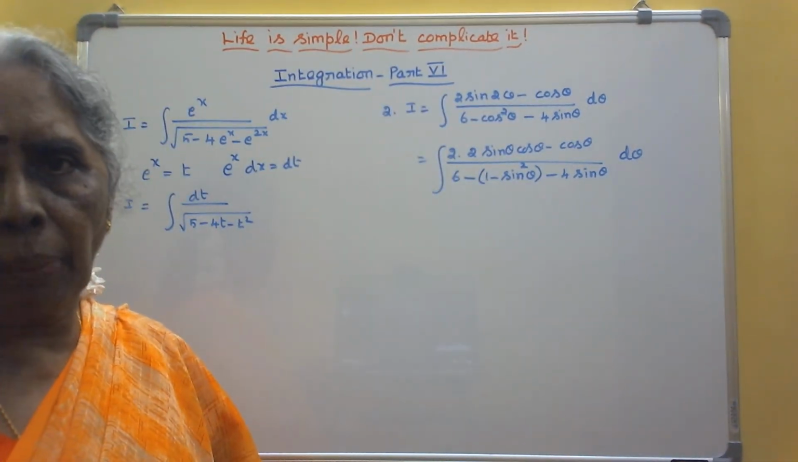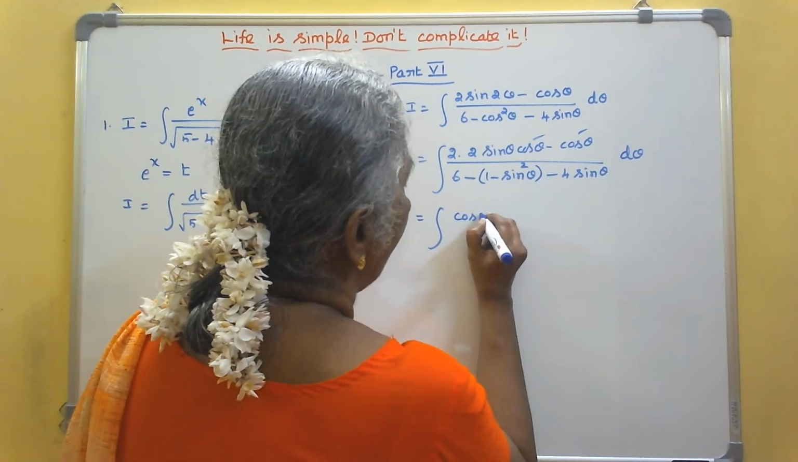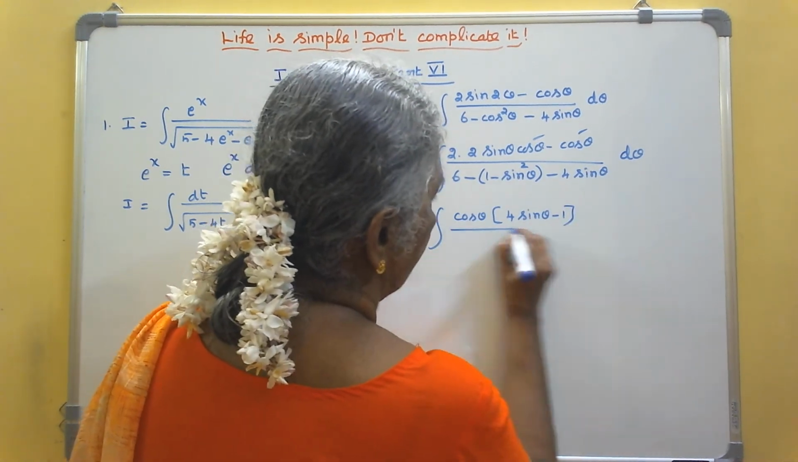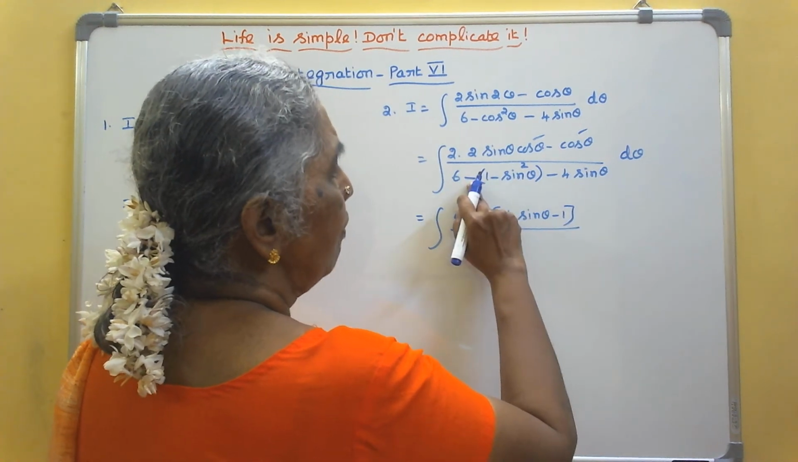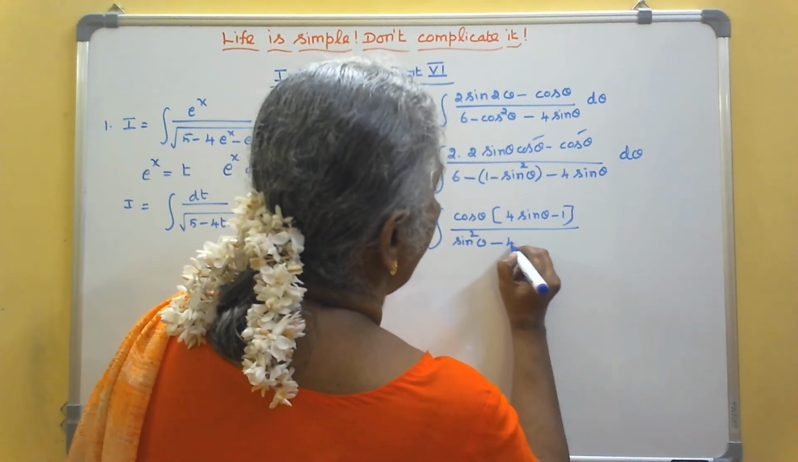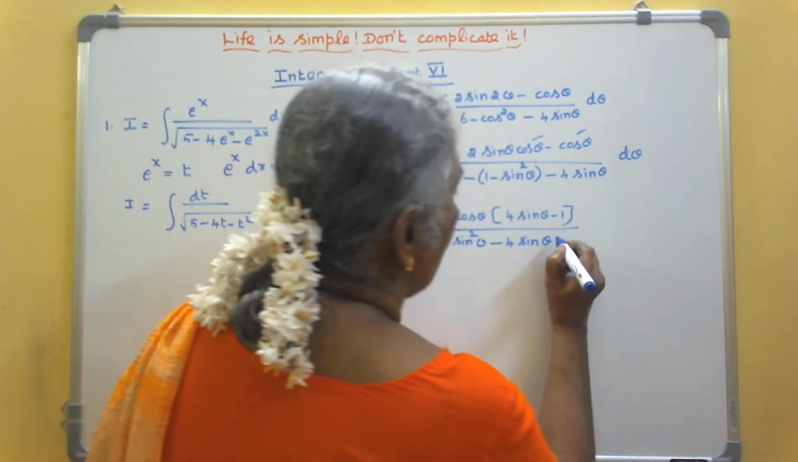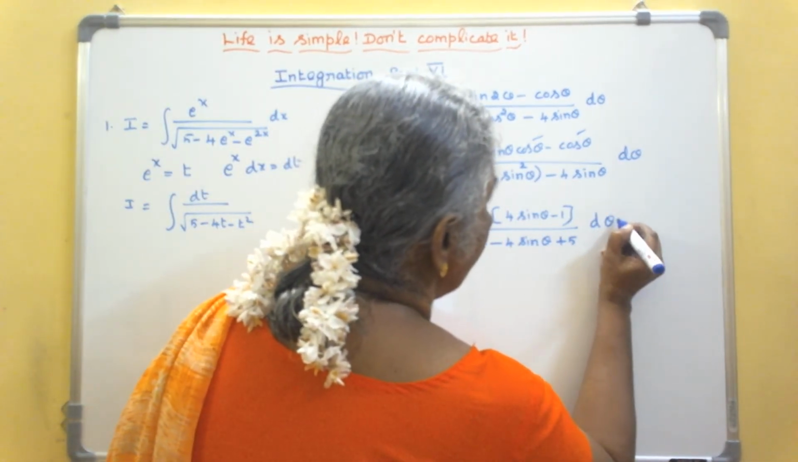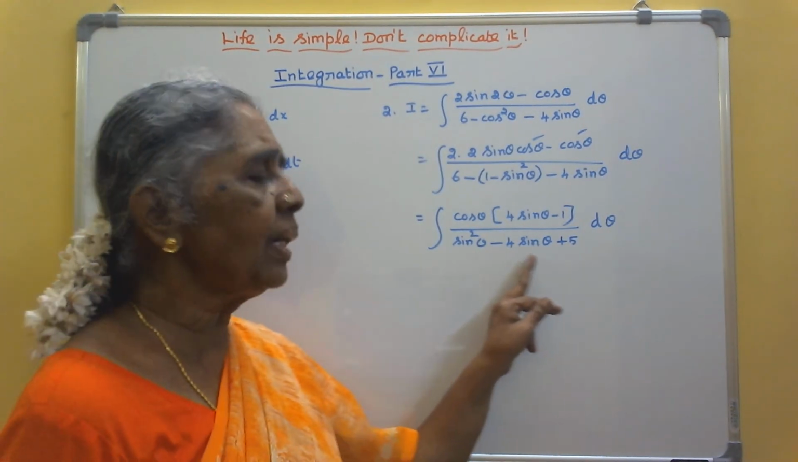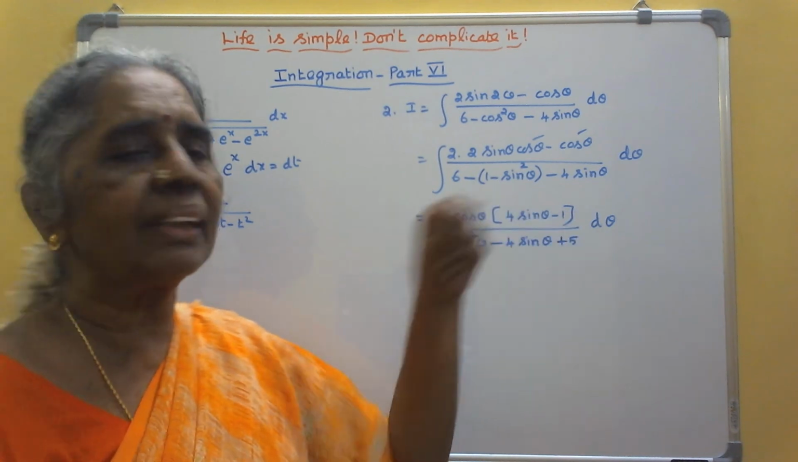This is the first step. Then in the numerator, this cos theta is common. So I will write cos theta into 4 sin theta minus 1. The denominator, let me write properly. First I want to write sin squared theta. Okay. Then I want to write minus 4 sin theta. Then I am having a 6, I am having a minus 1. So I will get plus 5 d theta. I think now you will get some idea, isn't it? Because the denominator looks like a quadratic in sin theta. And if you differentiate sin theta, you are going to get cos theta, correct?